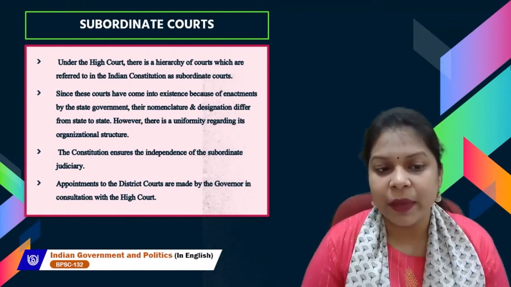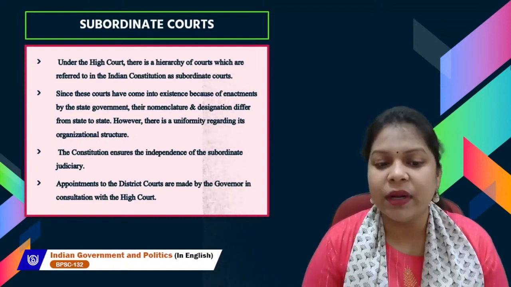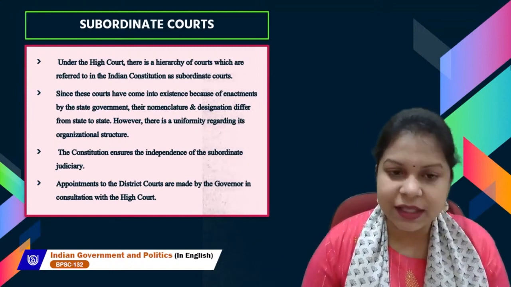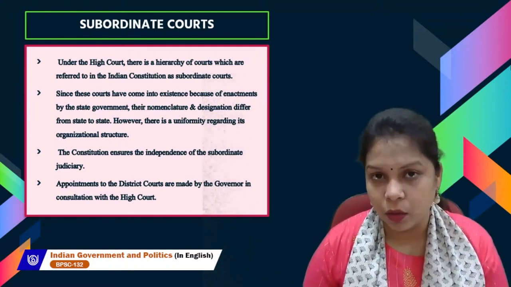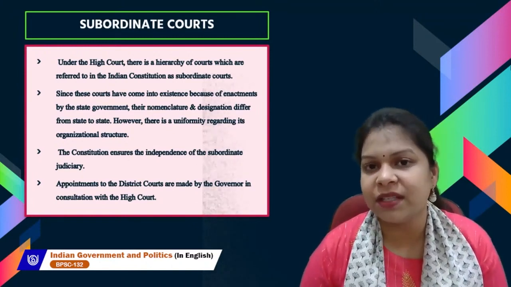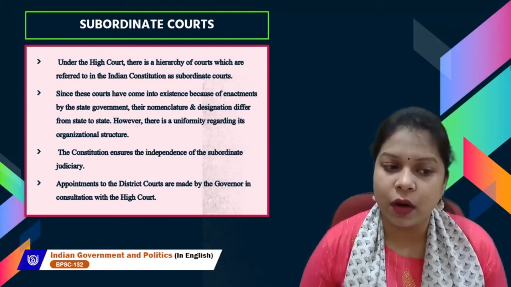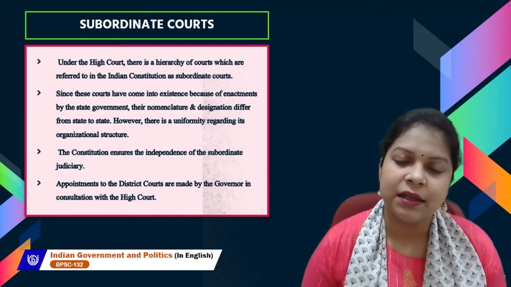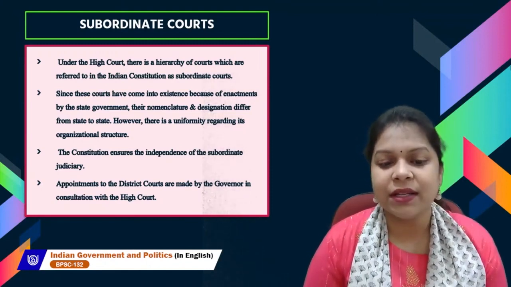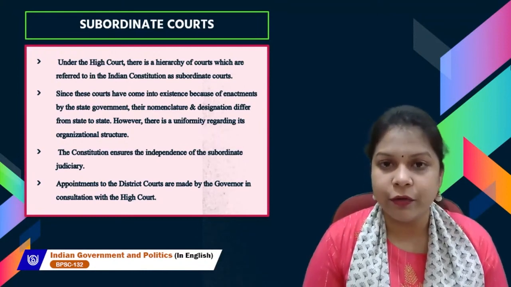Since these courts have come into existence because of enactments by the state government, their nomenclature and designation differ from state to state. They existed because of enactments done by the state governments, and because of that, the designations of the judges differ from state to state. However, there is a uniformity regarding the organizational structure. So, there is some kind of uniformity in it.